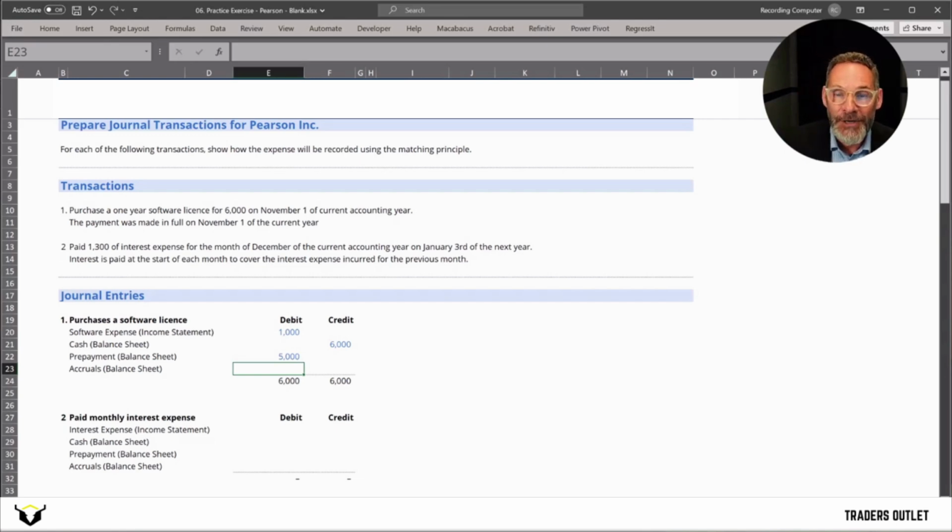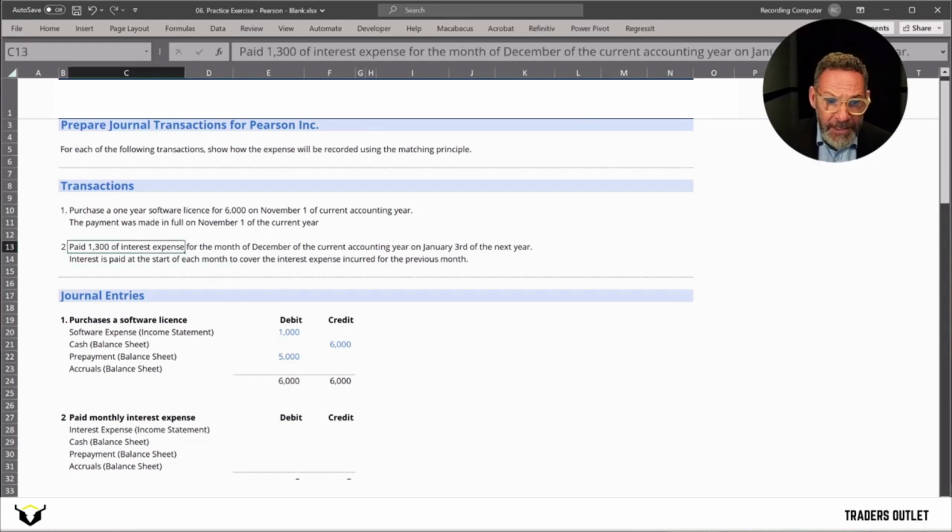Now let's do the second transaction. The second transaction is we paid $1,300 of interest expense for the month of December of the current accounting year, but we paid it after the year end on January 3rd. Now, interest is paid at the start of each month to cover the interest expense incurred for the previous month.